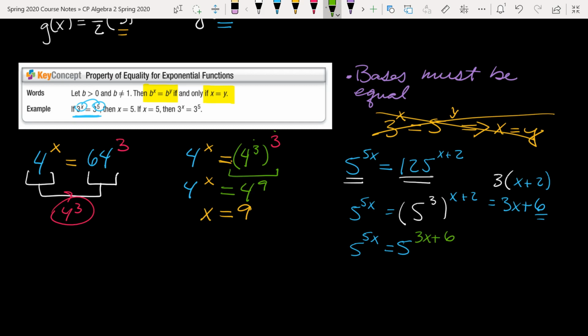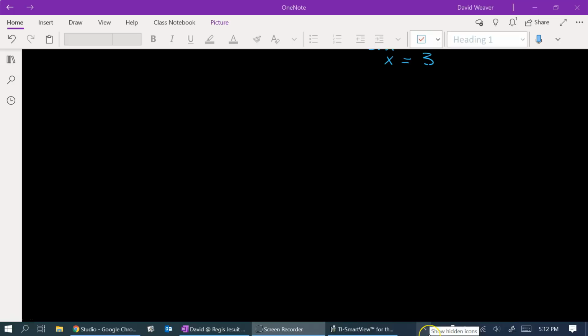So now we have 5 raised to the 5x power on one side, and 5 raised to the 3x plus 6 power on the other side. But we have common bases. So we can make the step given by the property above, and simply set those expressions in the exponents equal to each other. Now it's just an algebra problem, thank goodness. We can subtract that 3x from both sides, and divide by 2, and we've solved it. Slightly more complex, but the game with all of these problems is simply finding that common base.